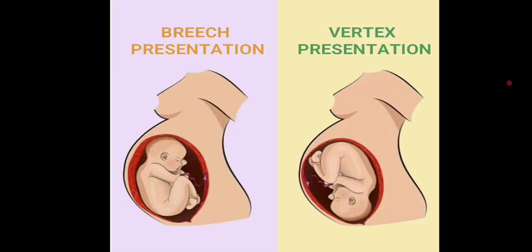This is the vertex to the right side, or cephalic presentation. In breech presentation to the left side, the fetal buttocks or breech will be the first presenting part of the fetus.